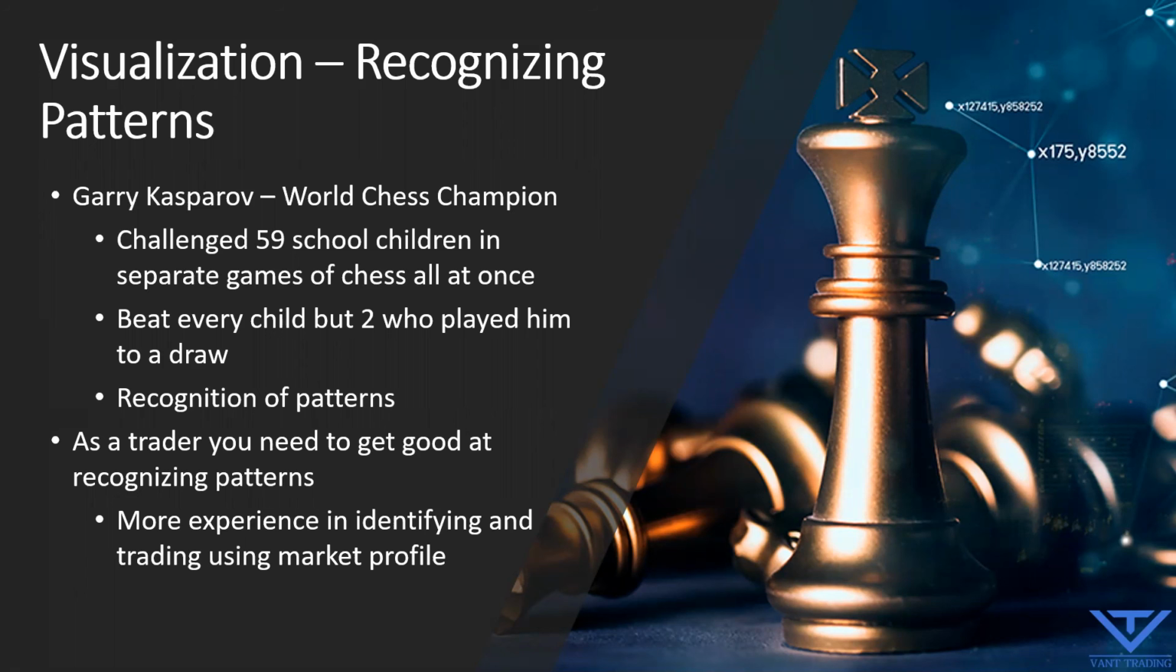And think about it. He could only do that because you've got a certain amount of time. I think he had like 10 seconds at each table. So he had to go to the table, look at how the chess is set up, look at what his opponent's moves were, recognize a pattern, and make a move based off that pattern. He beat every child but two. Two of them were really good, and they played him to a draw. So he didn't lose any of the games. Amazing. And it was all about recognition of patterns.